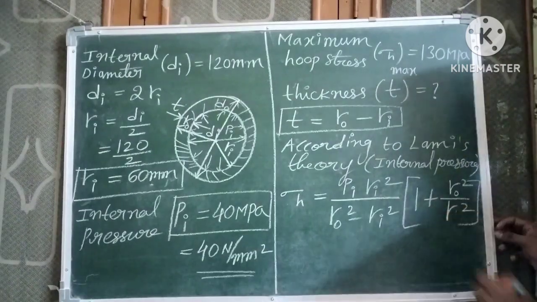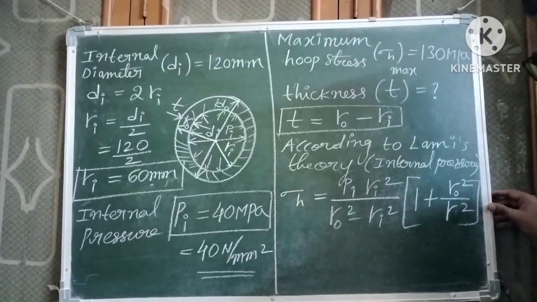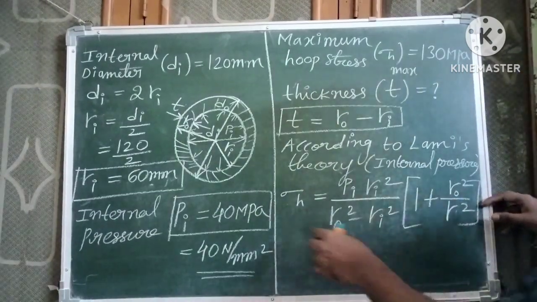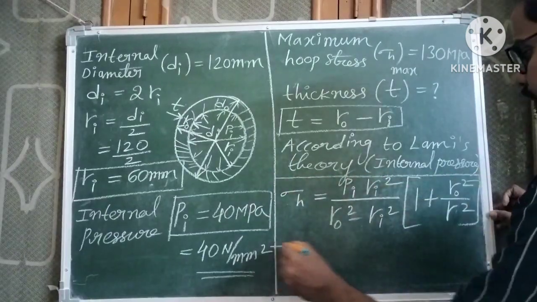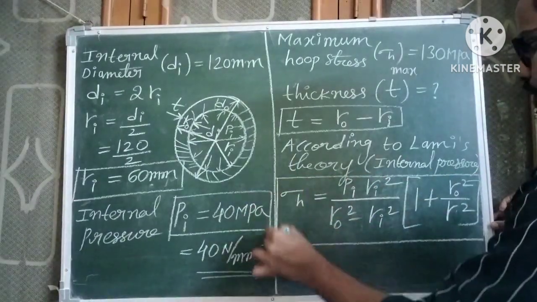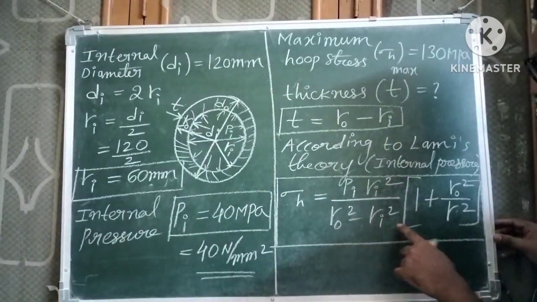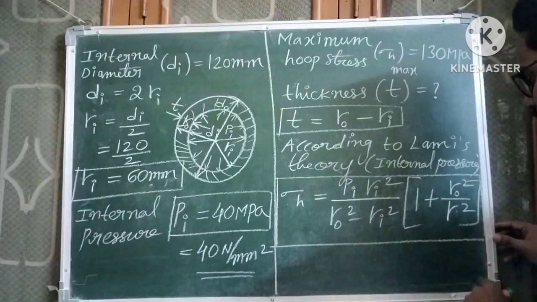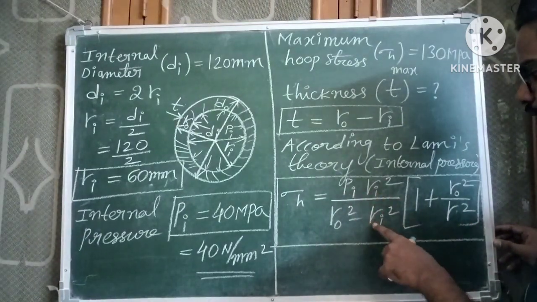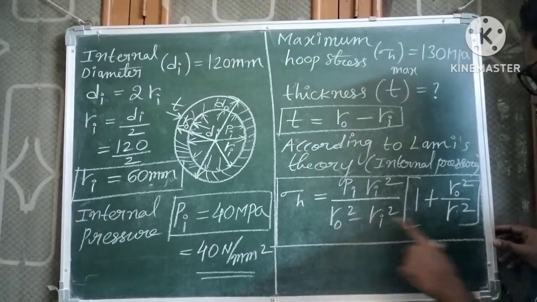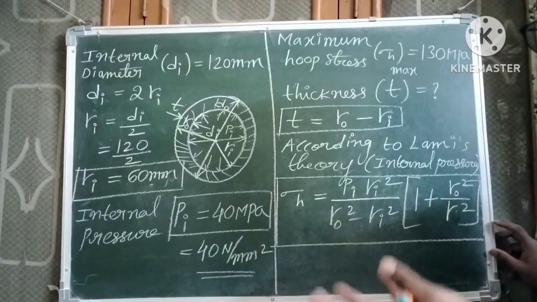So this is the hoop stress formula for a thick cylinder. Sigma h is equal to Pi Ri square by R naught square minus Ri square, into 1 plus R naught square by R square. Here Pi means internal pressure, Ri means internal or inner radius, R naught means outer radius. Here R means the radius at some point. Okay.